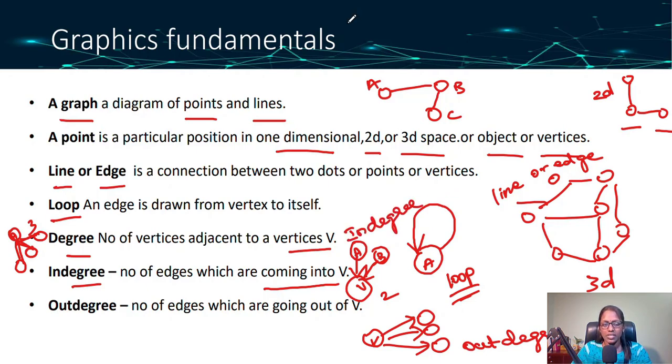So now you are clear on what a graph, a point, a line or edge, a loop, and degree are, and what in-degree and out-degree are.